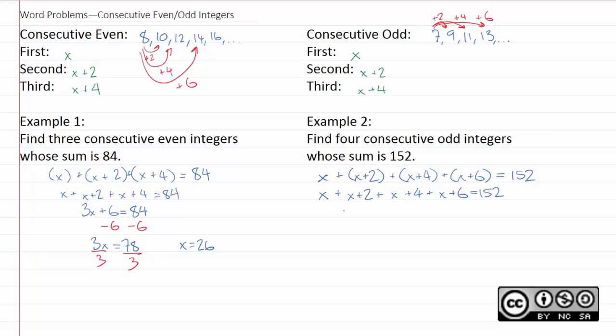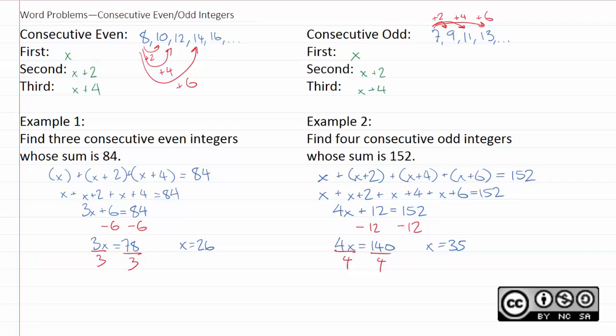And then we combine like terms on the left-hand side. We'll have 4 x's. 2 plus 4 plus 6 is 12. This equals 152. And now the algebra should be very easy from here. We'll just subtract 12. We get 4x equals 140. And then we solve by dividing by 4. And we get that x equals 35.